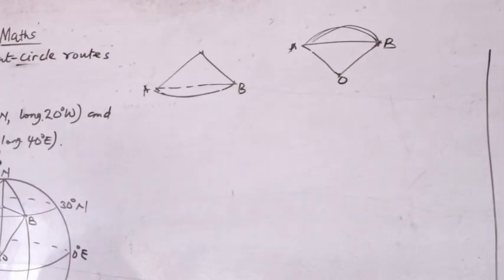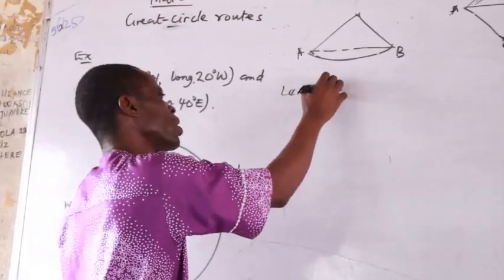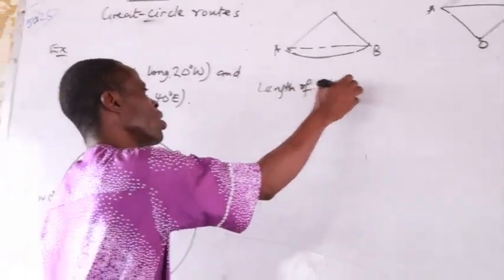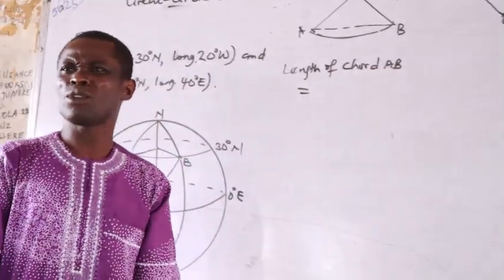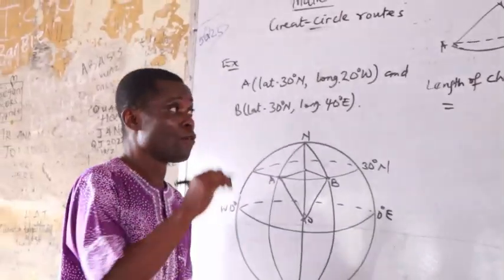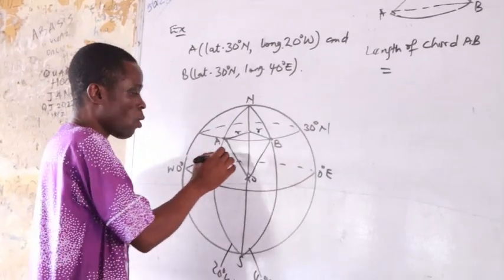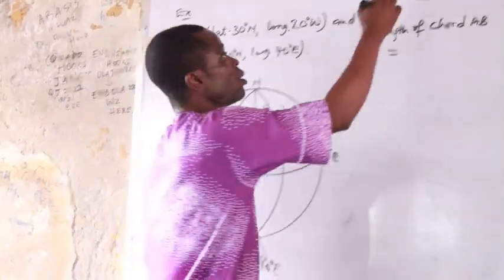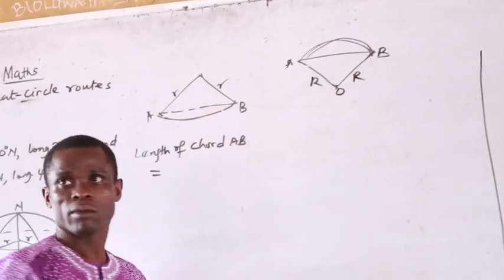Okay? Now, what is the formula for that length of chord? Length of chord AB here is equal to 2r sin theta over 2. Please don't forget that this is big R, this is big R. We have small r, big R, big R.